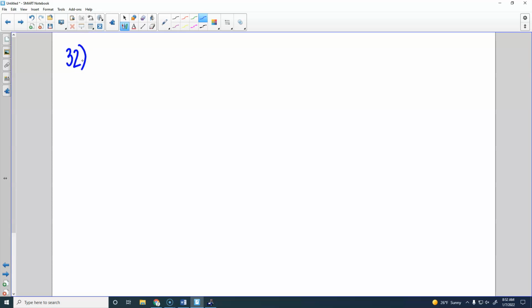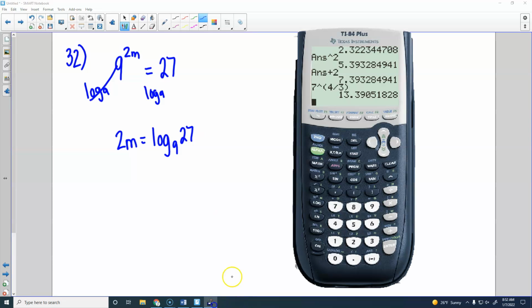Alright, so for 32, we got 9 to the 2m equals 27. Alright, so what would we do first on this one? Log base 9. So we got 2m is log base 9 of 27. At this point, I'd probably type that into my calculator. You don't have to, but it's easier.